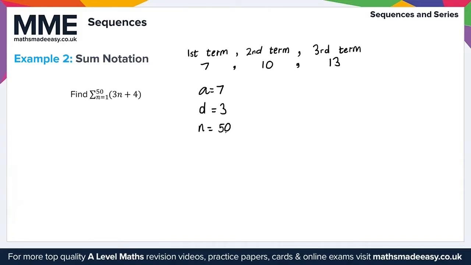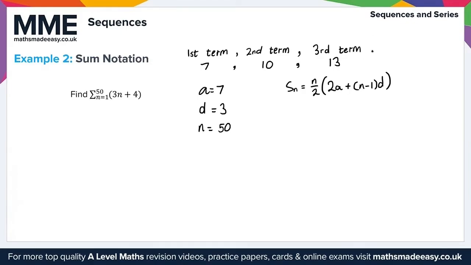Now here, there's two formulas we can use. If we don't have the last term, we have to use the slightly extended formula, so in that case, S_n is equal to n over 2 times 2a plus n minus 1 times d. We would use that if we didn't have the last term, but we could also easily calculate here the 50th term, which is our last term.